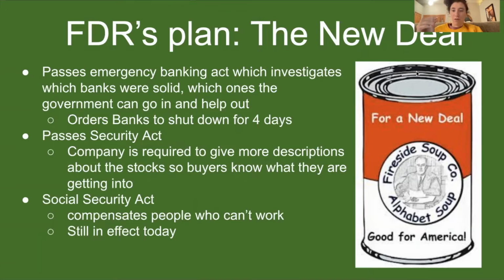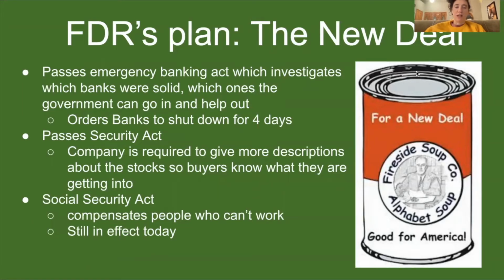We're not going to go through all of them, but some things that you can write down that the New Deal accomplished. The first one is he passes an Emergency Banking Act. Basically, he shuts down the banks for around 4 days and has the government investigate which banks were solid and which ones the government can go in and help out, okay? Because we know banks were failing because of bad investments. This is kind of investigating why they failed, and we're able to find that out with this Emergency Banking Act.